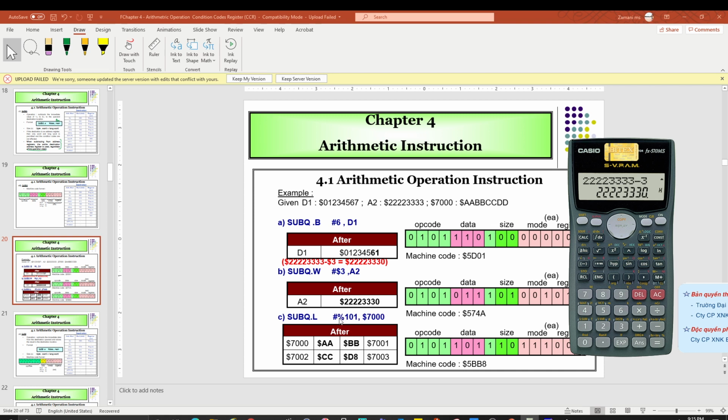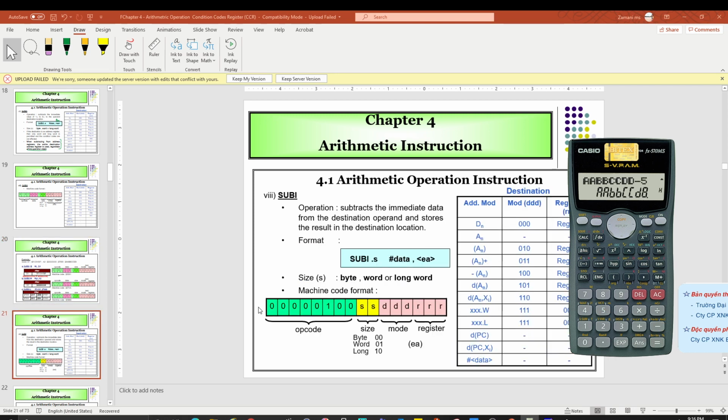And the last example is related to SUBQ.long. This is hash percent sign, 101 in binary, and the answer is 5. So SUBQ.long 7000 location. You have to go to this 7000 location and get the long word. This is the whole long word, AABBCCDD, minus 5. Then you can get the answer AABBCCD8. Okay, that's for SUBQ.